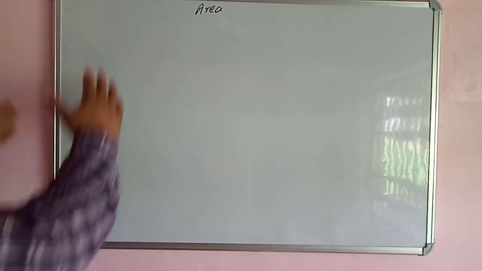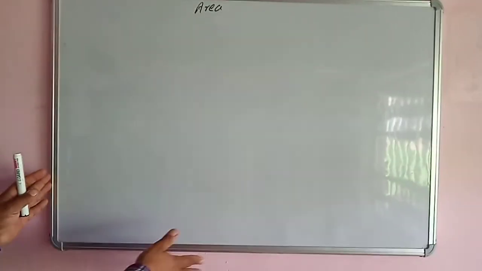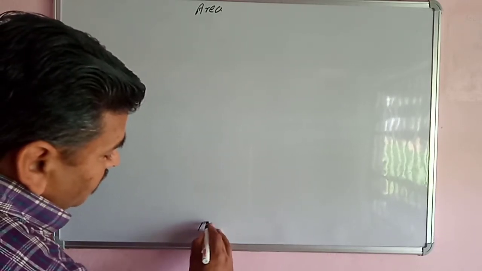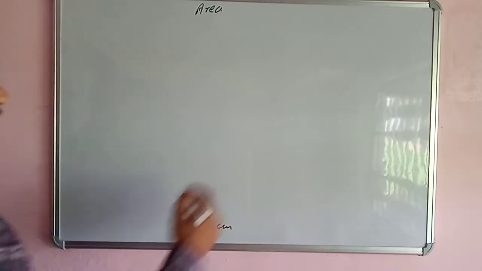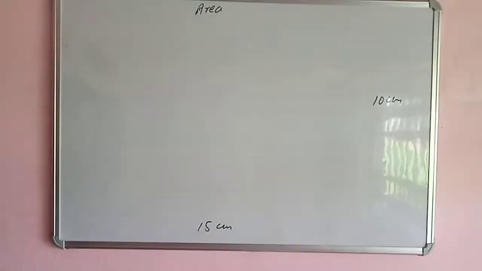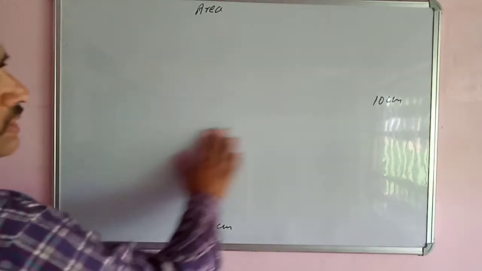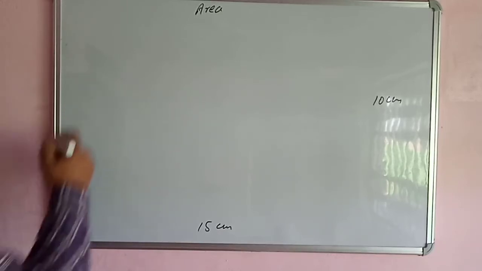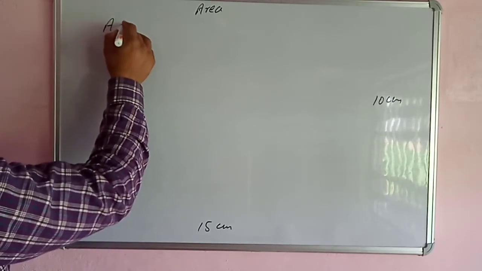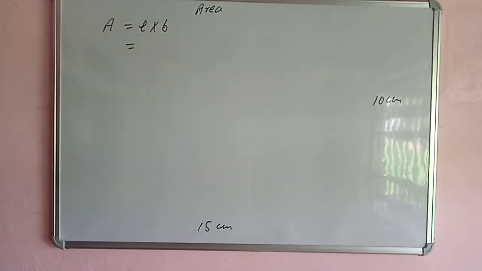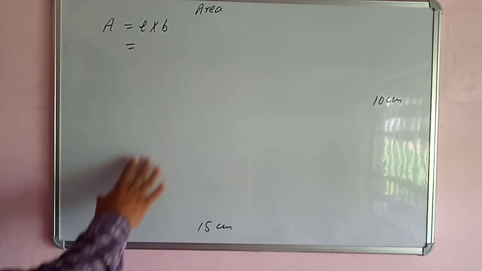So suppose it is the shape of a rectangle. The length of this board is 15 centimeter and the breadth of this board is 10 centimeter. So now what is the area? How much is the surface enclosed by this board? To find this area, we will use length multiply breadth, because the board is in the shape of a rectangle.